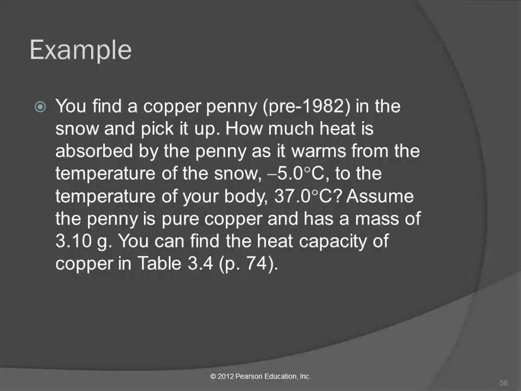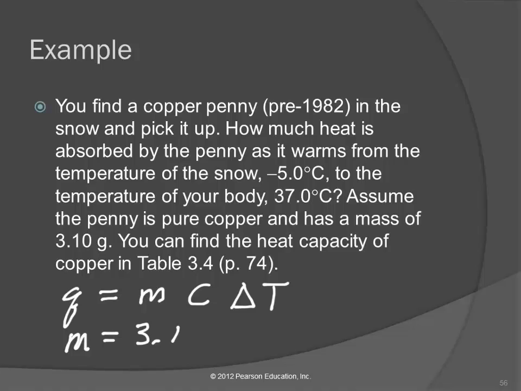So this is going to be one of those Q equals mc delta T questions. So we need Q equals mc delta T. Well, the mass is fairly easy. The mass is 3.10. Mass equals 3.10 grams. Gram is a clue there. That's a unit of mass. What's the temperature change? 42 degrees Celsius.